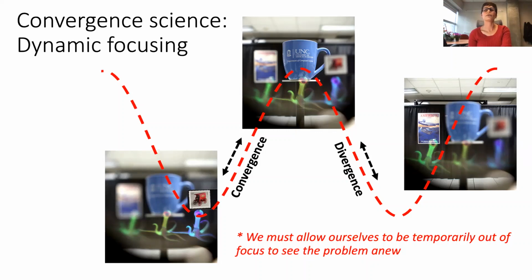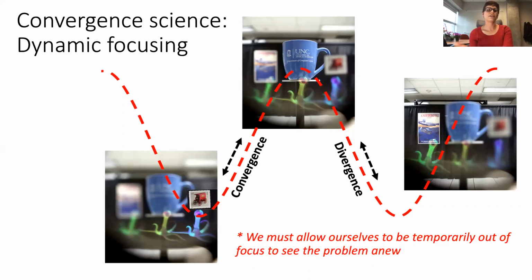So we must allow ourselves to be temporarily out of focus to see the problem anew, and from time to time go back and ask the question again to make sure that you are not losing focus of the big question, okay? So now in the next slides, I will show you that nanotechnology can be used in low resource areas. You don't need to be in a developed country to make an impact. And if you do it properly, you can really help the community that you are tackling.